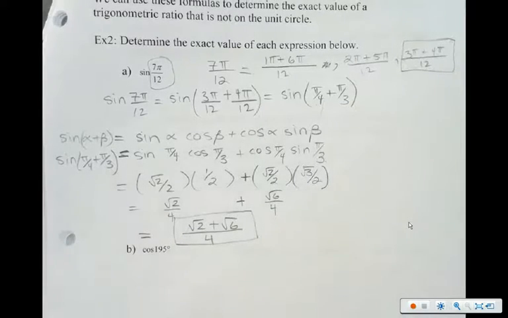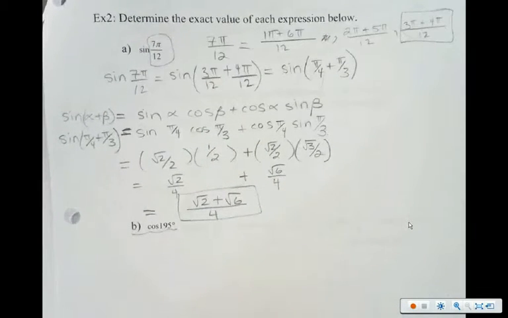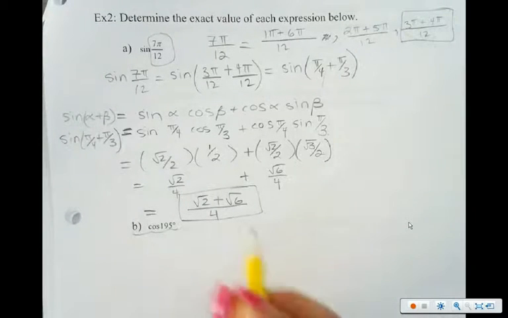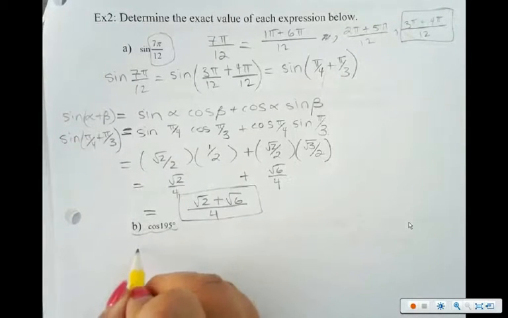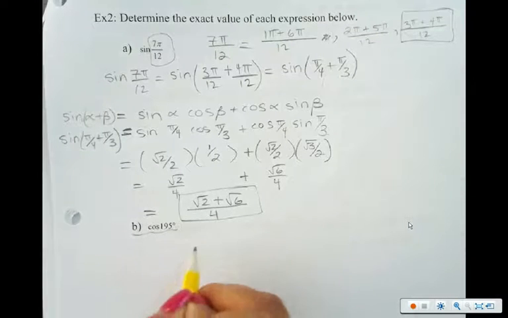So this is my final answer. That's simplified, my denominator's rationalized, everything is fine. Okay, now, part B says cos of 195. What do you think we're going to do with the 195? Let's stay in degrees and just do the same idea.